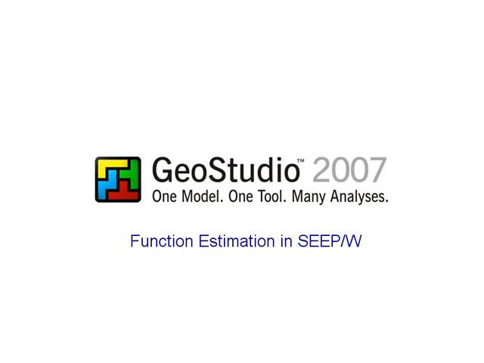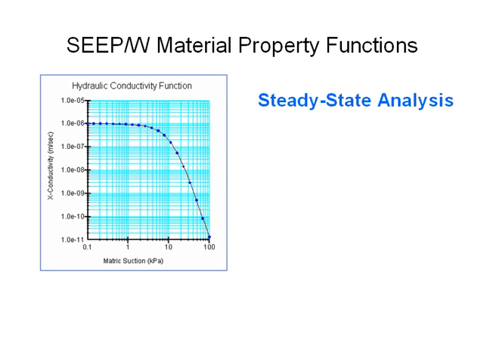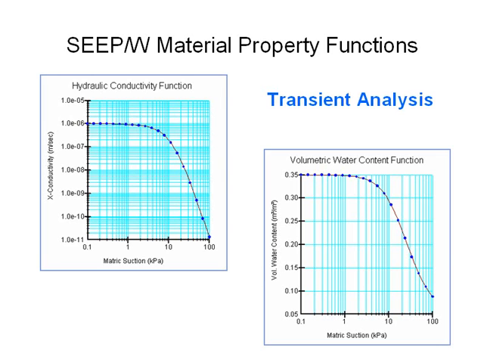In a SEEP-W analysis, there are only two material property functions that need to be defined: hydraulic conductivity and volumetric water content, both expressed as a function of matrix suction. If you are going to model a steady-state problem, you only need to define the hydraulic conductivity function. If you are going to model a transient simulation, where the pore water pressures in the ground change with time, then you will also need to define a volumetric water content function.